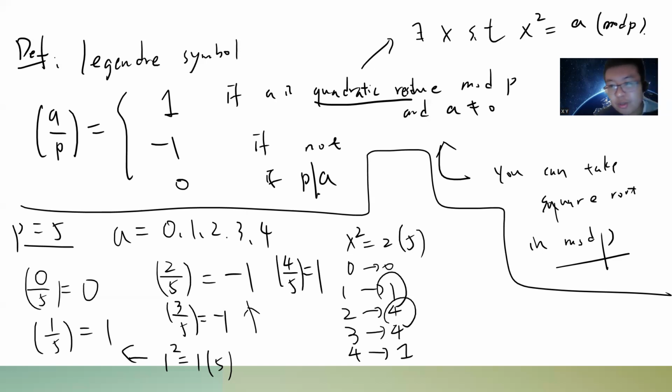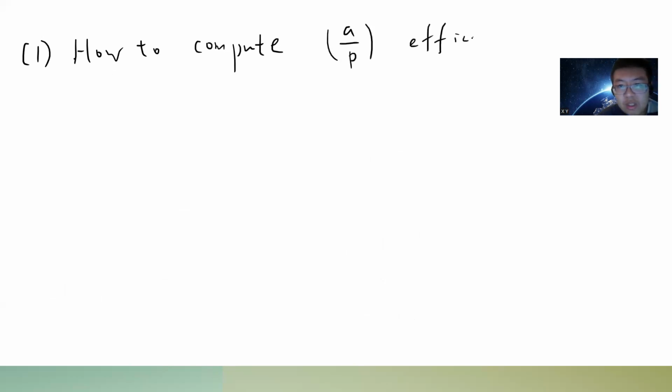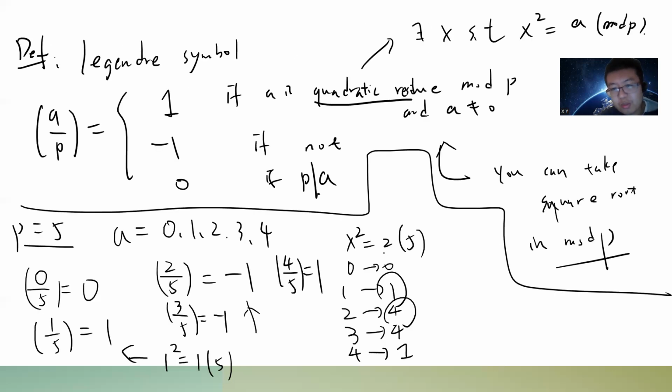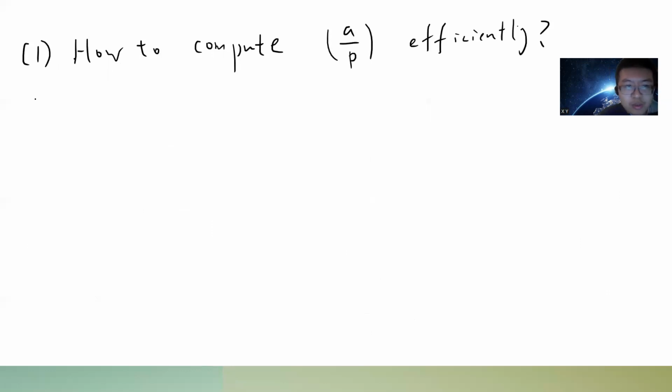Okay, so it's interesting to ask whether it has a solution or not, and hopefully you can get this very quickly. So there are some natural questions, right? The first natural question is how to compute (A/P) efficiently. Because you hope you can write a program to compute it easily, not just when P is very large, where you need to do other things, right?